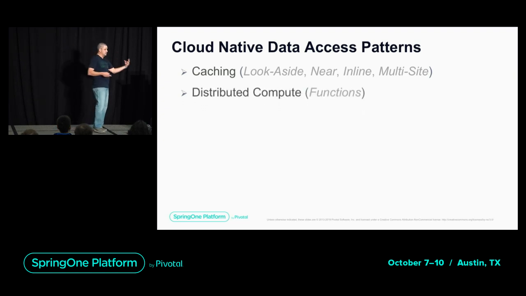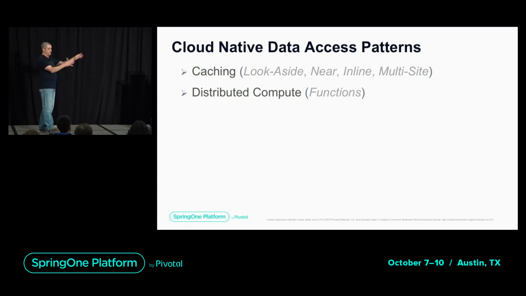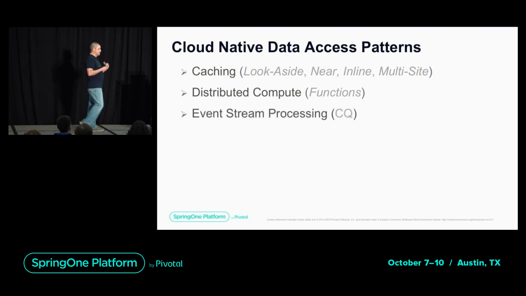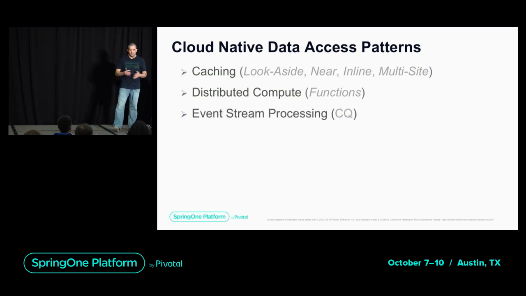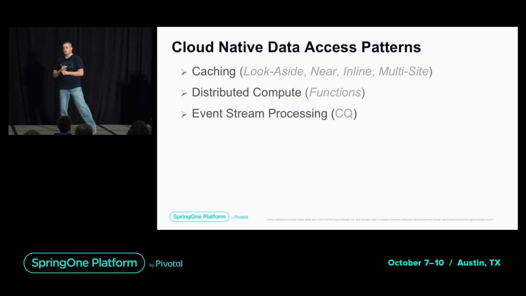Some of the other cloud-native data access patterns: distributed compute, right? The value there, again, is not bringing data to where your logic is. It's taking the logic to where your data is, and having a platform that supports that particular combination is really powerful. Event stream processing. Everything is occurring much faster today, so we need the ability to respond to things in real time, right?